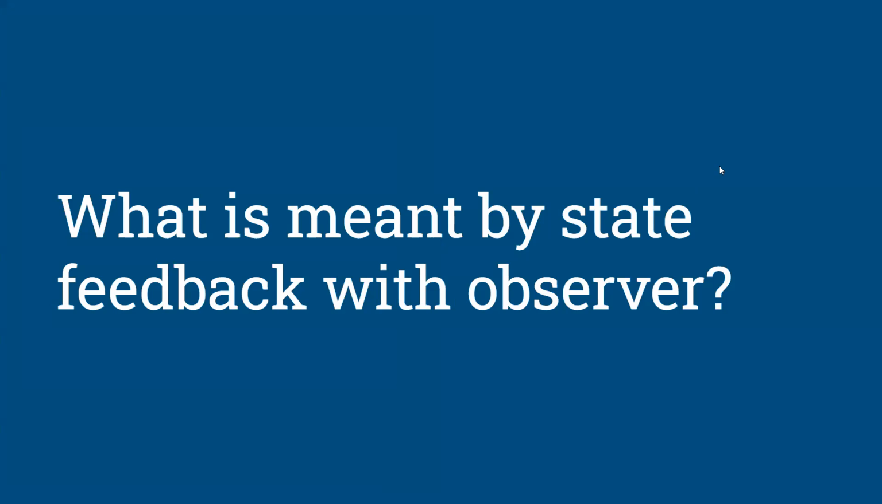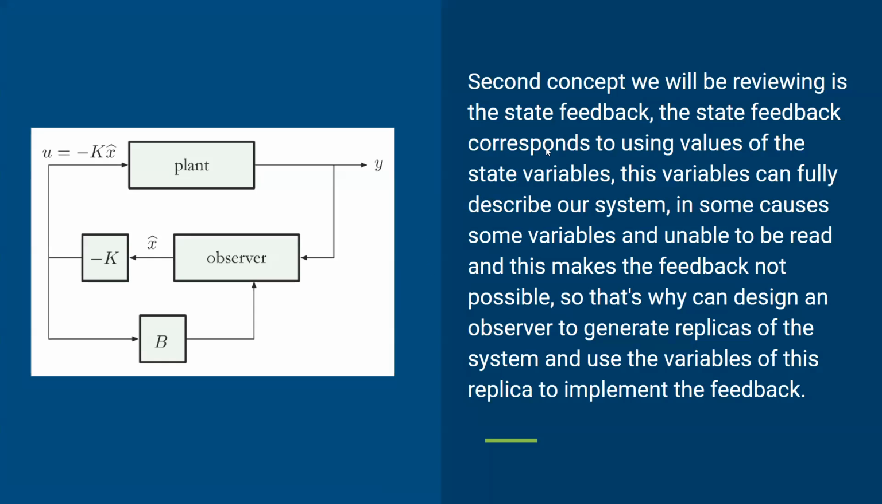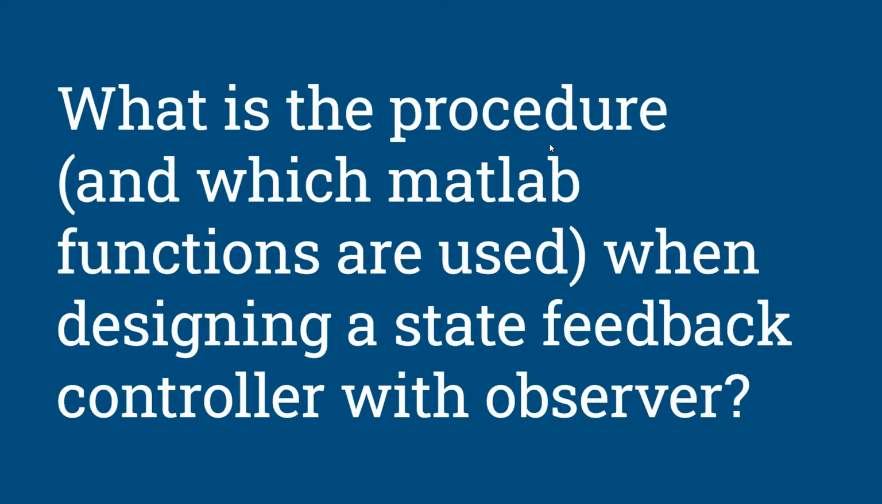What is meant by state feedback with observer? This second concept we will review is the state feedback. The state feedback corresponds to using values of the state variables. These variables can fully describe our system. In some cases, some variables are unable to be read, and this makes the feedback not possible. So that's why we can design an observer to generate replicas of the system and use the variables of this replica to implement the feedback.